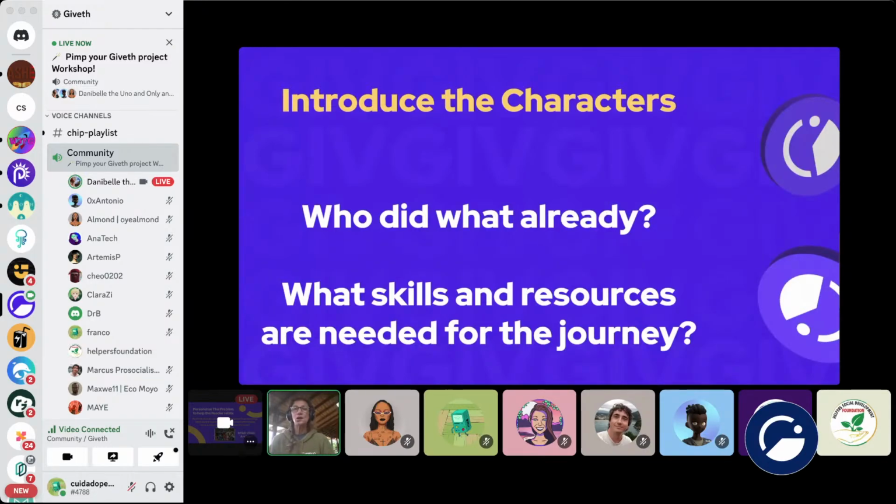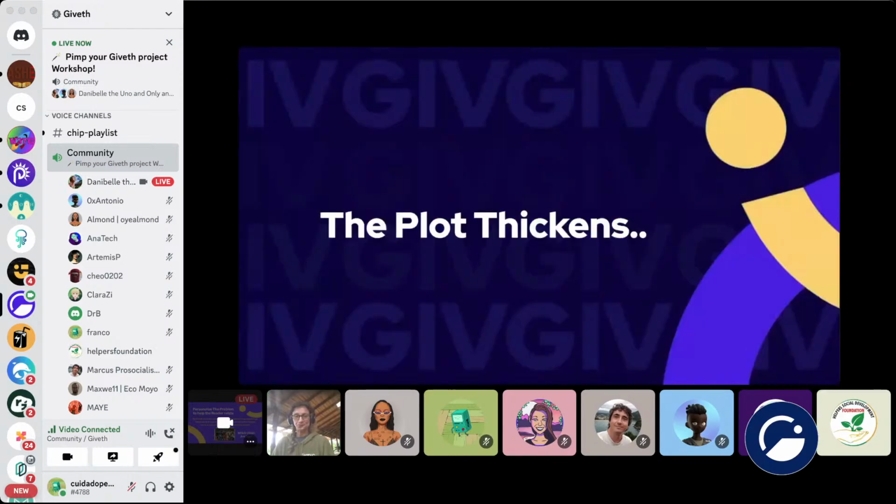So the next thing you're going to do is introduce the characters of your story. Who has already done what, right? In order to get to where you are, how can you give credit, recognize contributions of people who have done something already? But then the next part is what are the skills and resources that are needed for your journey?